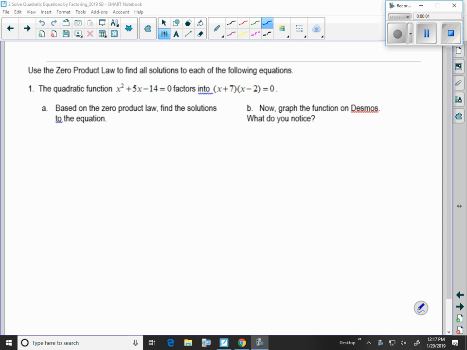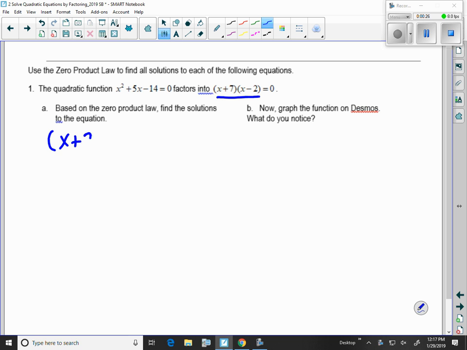Our zero product law lets us take our factors. So once we perform whatever type of factoring we're going to do, it lets us take those factors, which looks like this, like the x plus 7, x minus 2. Those are each a factor. We solve those, and we get where our graph crosses the x-axis. So it says, based on the zero product law, find the solutions to the equation.